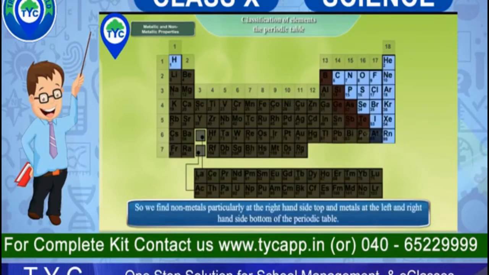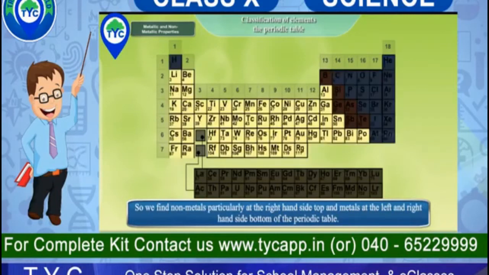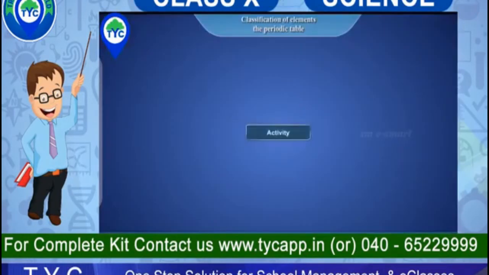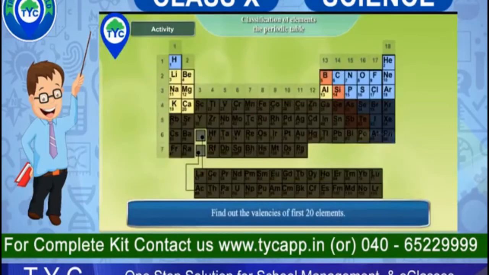So, we find non-metals particularly at the right-hand side top and metals at the left and right-hand side bottom of the periodic table. This means metallic character increases while non-metallic character decreases in a group as we move from top to bottom. Activity: find out the valencies of first 20 elements.